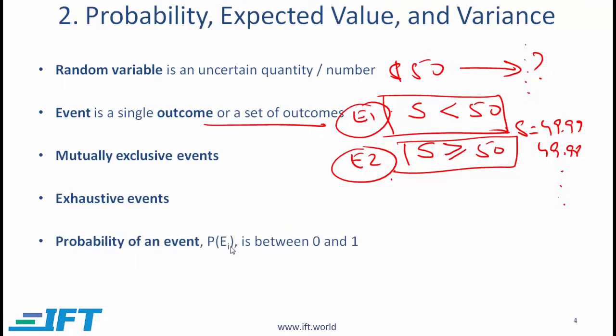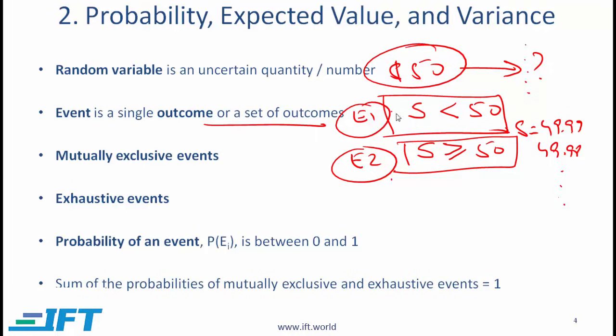The probability of a given event has to be between 0 and 1. So if I say the stock price today is 50, then the probability that the stock price will end up being less than 50 at the end of the period has to be between 0 and 1. If I am fairly sure this will happen, then the probability will be close to 1. If I am fairly sure that this will not happen, then the probability will be close to 0. But it is not possible to have a probability that is greater than 1 or a probability that is less than 0.